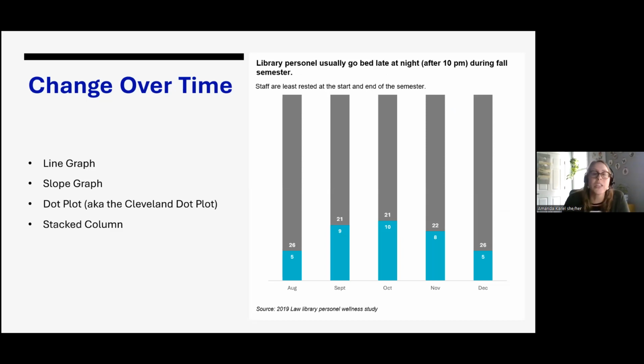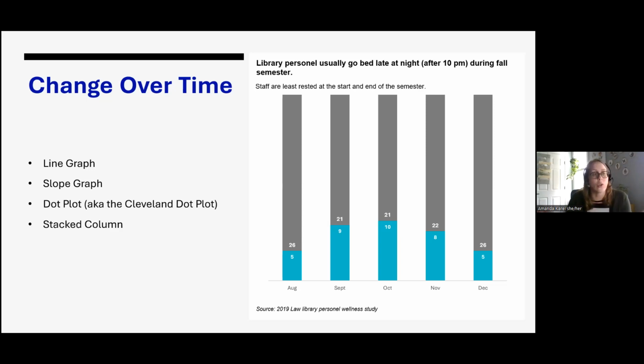You could craft a stacked column chart where the teal are the number of nights a month staff on average went to bed before 10 p.m. And then the gray is the number of nights they went to bed after 10 p.m. Where the chart column as a whole is the number of nights in that month.